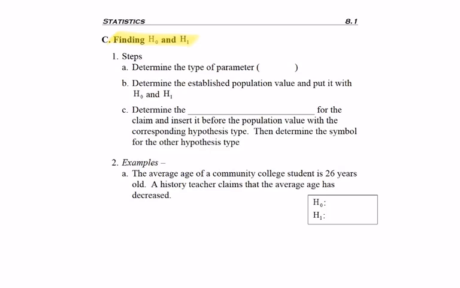So now we're going to look at finding H0 and H1, the null and alternative hypotheses. The first thing I usually like to do is determine what parameter I'm going to be using. Is it mu, p, or sigma, for the mean, the proportion, or the standard deviation? And then I usually determine whatever that population value is that goes with it and put it in both spots. Next I will determine the equality or inequality for the claim and insert that in the correct spot, and determine whatever symbol I need somewhere else if I need another piece.